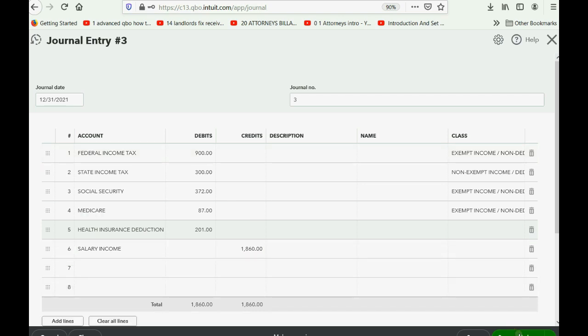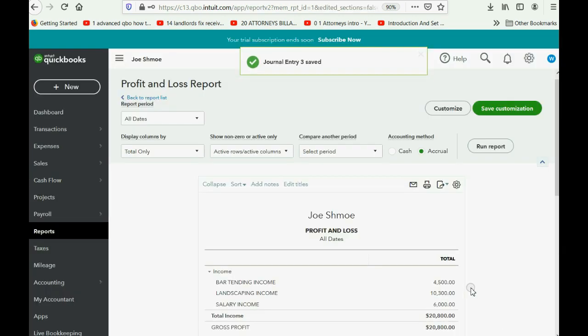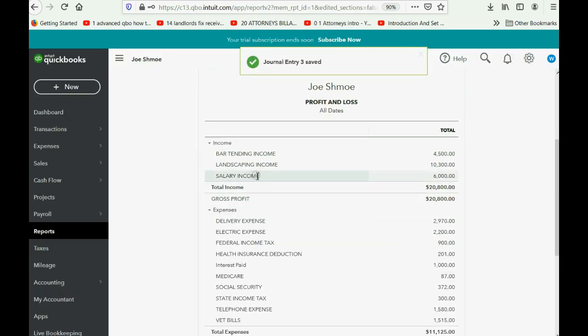I click Save and Close, and lo and behold, I now have the gross pay as $6,000, which is the correct amount, salary income, and all of the taxes are now exactly what they were after the last video.